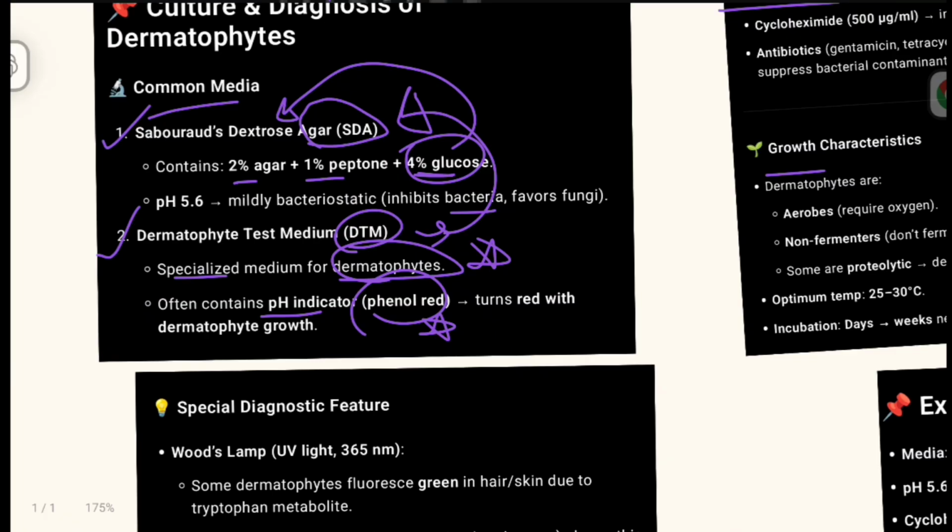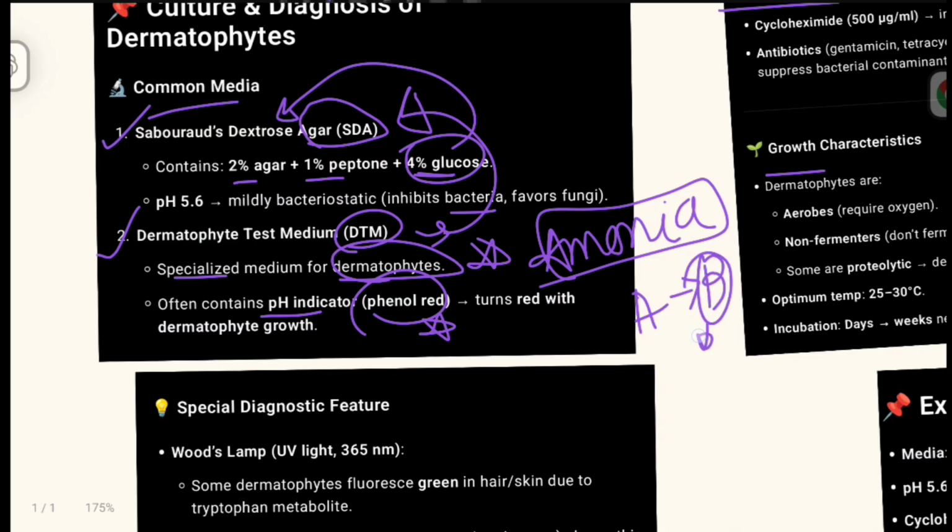Whenever dermatophytes grow in the acidic medium, their increased growth digests the proteinaceous source, that is peptone or other proteins like keratin in the medium, and increases the production of ammonia. This ammonia turns the acidic medium towards the basic or alkaline side. As the pH of the medium increases, the color of the medium also shifts towards red from the initial yellow color.